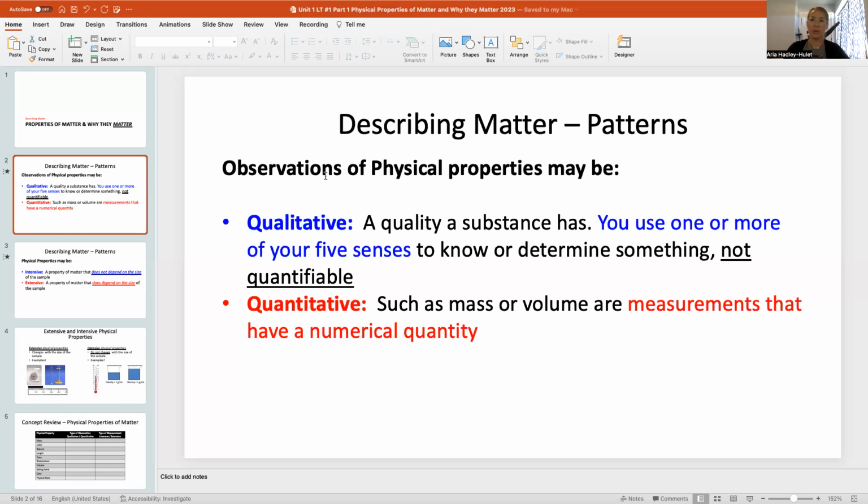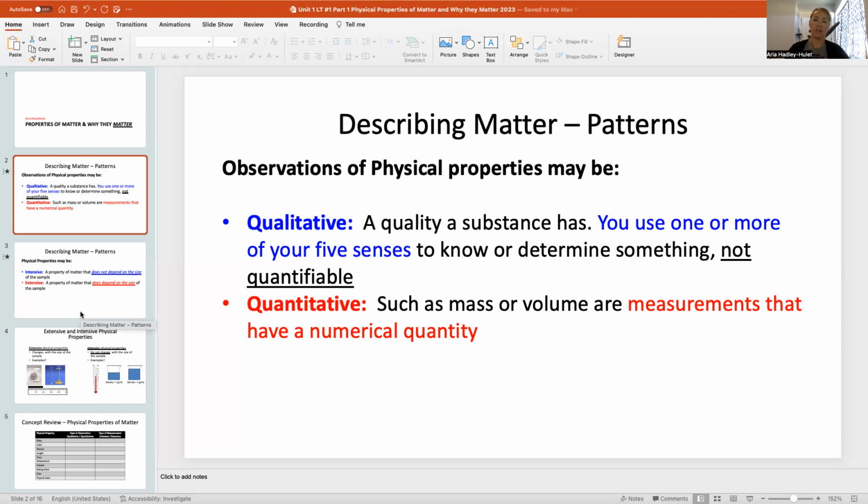So an example would be if we have a pencil and we make qualitative observations, we go, I see that it's yellow, it's got an eraser at the end, it feels soft. But then if we start putting numbers on that, if I put it on a scale, I go, oh, it's 4 grams. Or we measure it with a ruler and we go, oh, I see that it's 10 inches. Then we are supplying a number which would make it a quantitative observation versus a qualitative one.